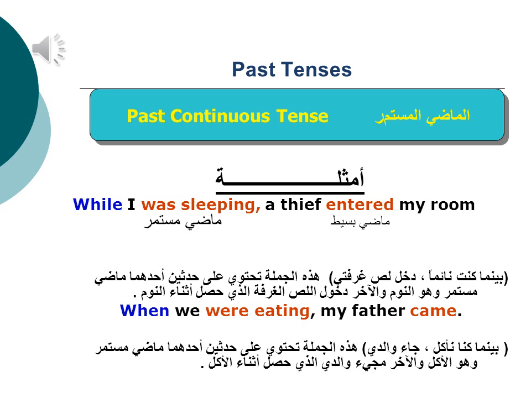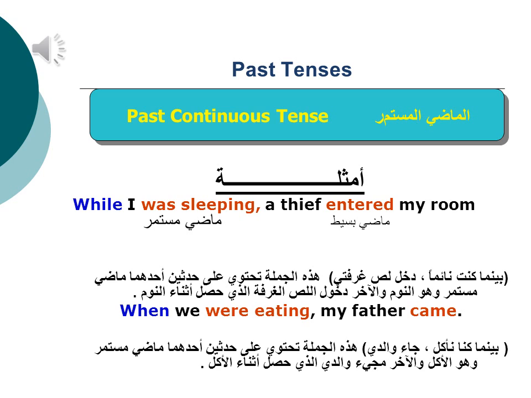Let's look at this example. While I was sleeping, a thief entered my room. The first tense is in the past continuous tense, while the second one is in the past simple, because the first one shows that there was a continuous action when something suddenly happened.